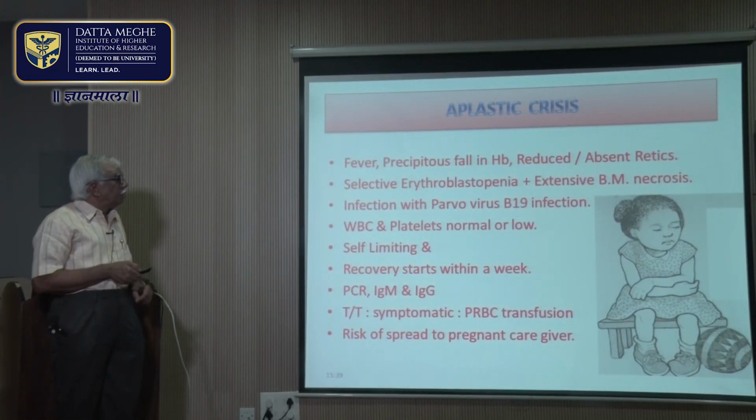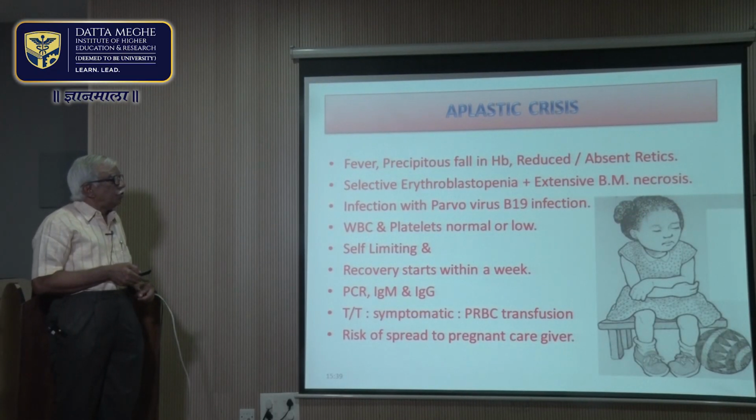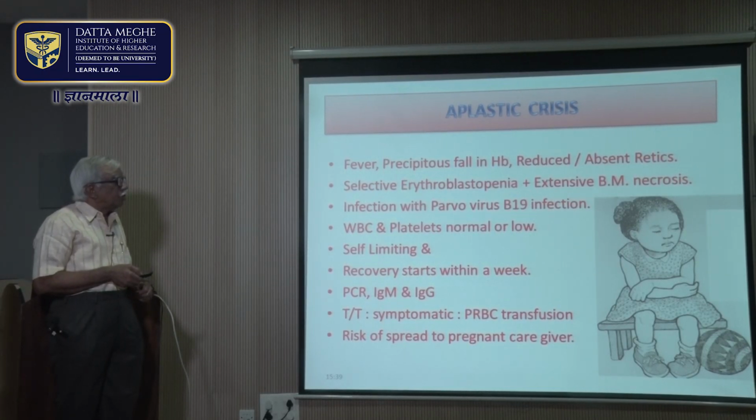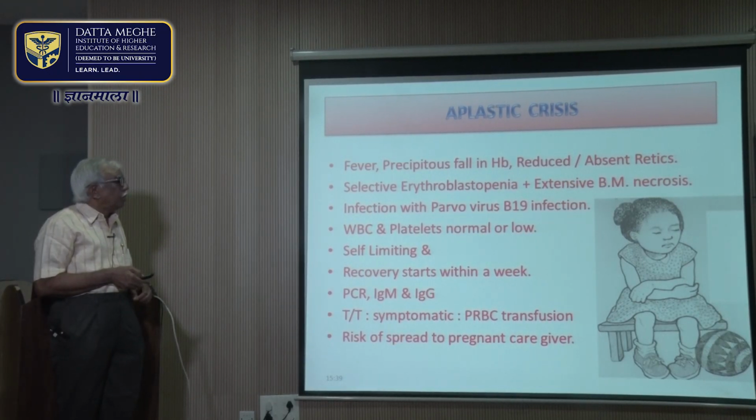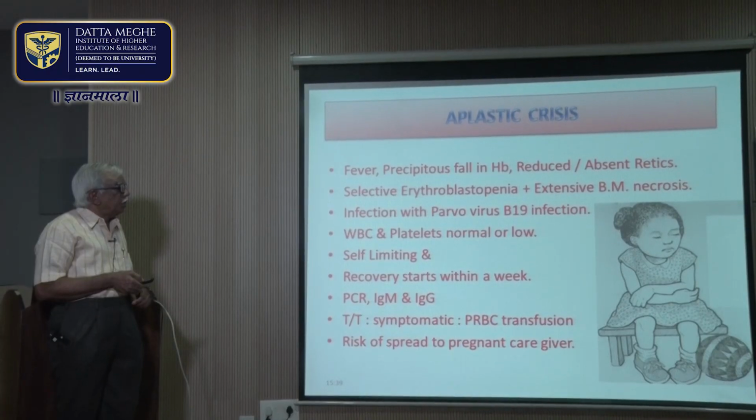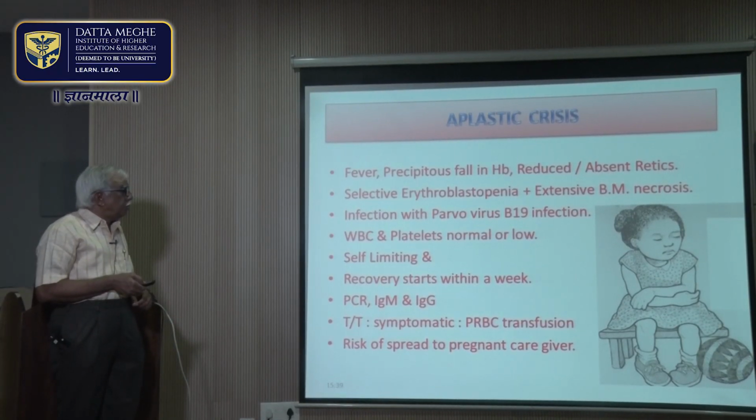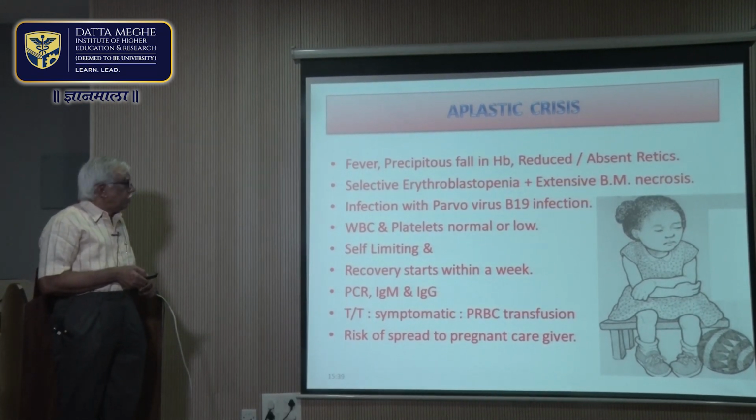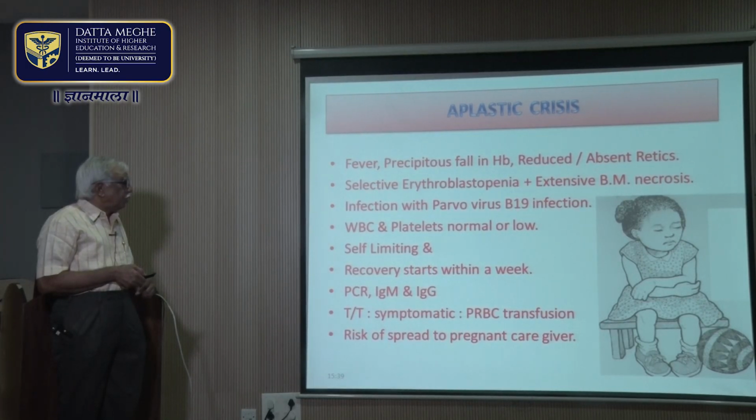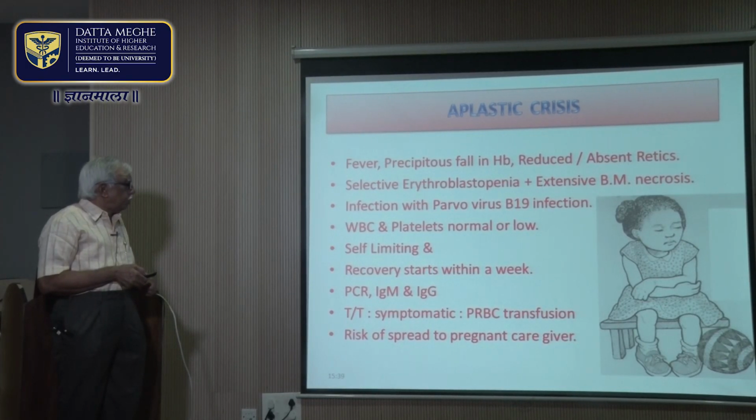Aplastic crisis: fever, precipitous fall in hemoglobin, reduced or absent retics, selective erythroblastopenia, extensive bone marrow necrosis. Infection with parvovirus B19 is said to be one of the important incriminating causes. WBC and platelets are normal or slightly subnormal. It is a self-limiting illness. Within a 3 to 4 week period, recovery starts, and most of the time they don't need anything except monitoring their hemoglobin level and hemodynamic status.